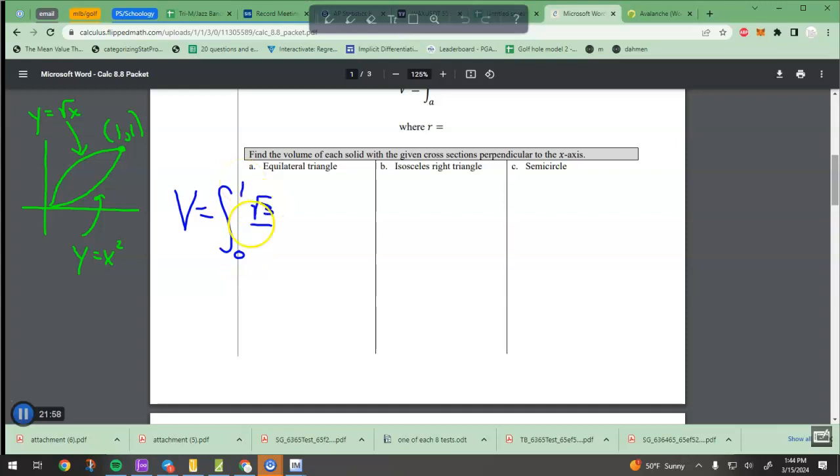The area of an equilateral triangle is the square root of 3 over 4 times the side squared. And the side is the distance of our representative strip. So perpendicular to the x-axis is this. And then it's like, okay, how long is that strip? That's the top minus the bottom, so root x minus x squared. So it's same stuff, right? Question on it?